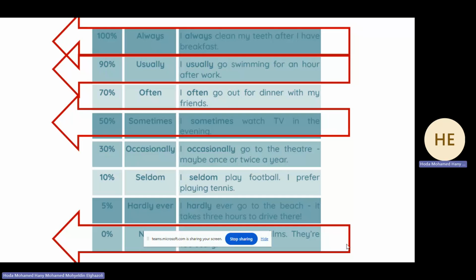And then we use often to talk about, no, we don't have often here. We have sometimes. To talk about something 50%. I sometimes watch TV in the evening and sometimes I don't. And last, never is to talk about 0%. I never drink coffee. I never watch horror films. They're so scary.